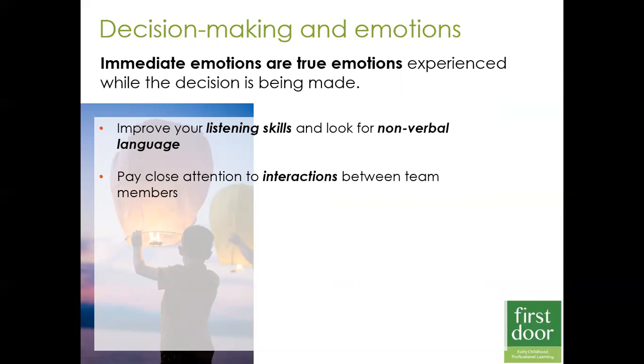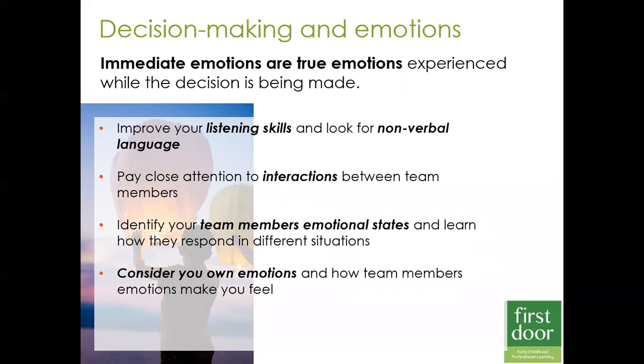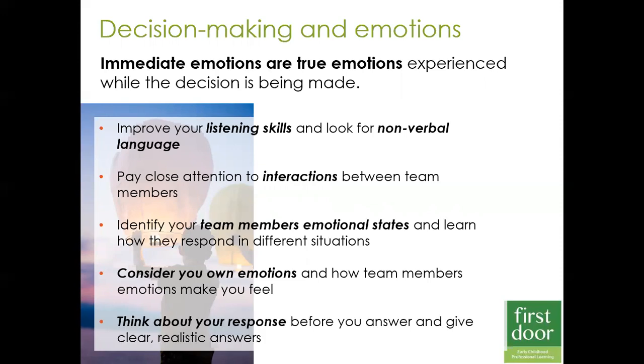We also need to pay close attention to interactions between team members. What sort of non-verbal cues are going on there? We can work with others to identify their emotional states and how they would respond in different situations. This can happen in conversations in a staff meeting, or even one-on-one, talking about how we're feeling and how we might respond to those. It's important that we consider our own emotions and how other team members make us feel, because that's part of emotional intelligence as well. And before we make a decision, we need to think about our responses first.